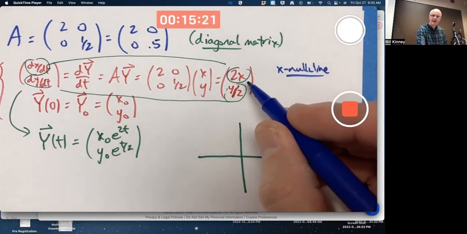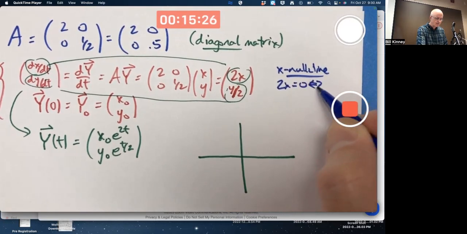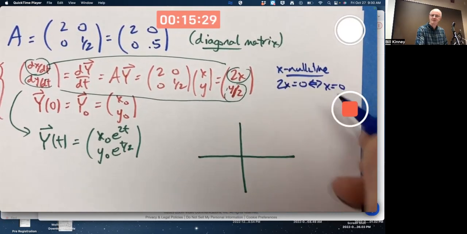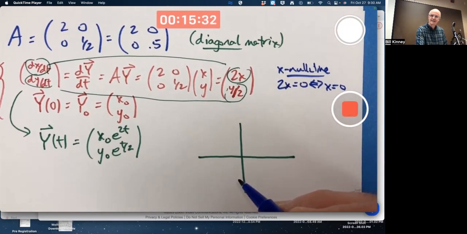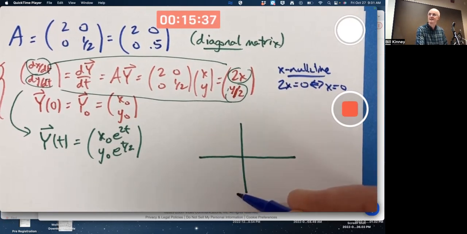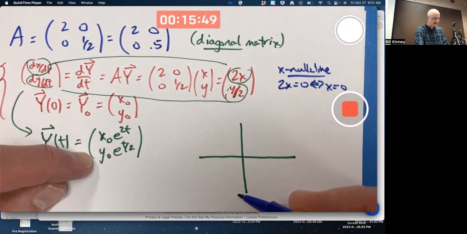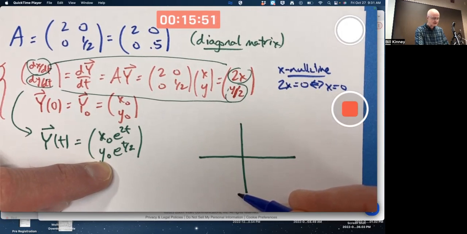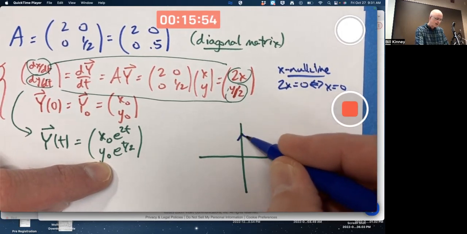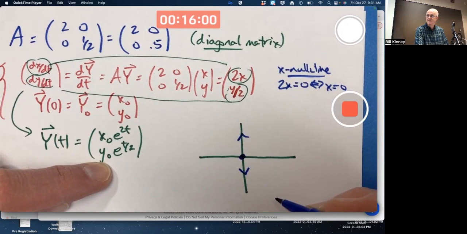The x null line is where the right-hand side of the dx/dt equation is 0, which is where x is 0, which is the y-axis. All along the y-axis, dx/dt is 0. So if your initial condition is on the y-axis, it's got to stay on the y-axis for all time. If x naught is 0, then the first component is always 0. And the second component is y naught e to the t over 2, which is exponential growth away from 0. So in the y direction, the equilibrium point, which will be at the origin, will be a source in that direction.